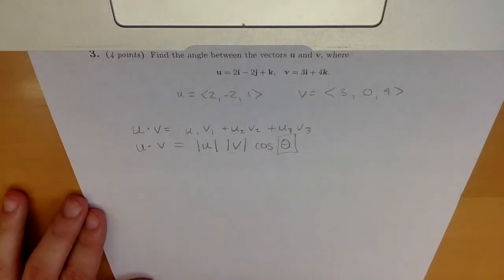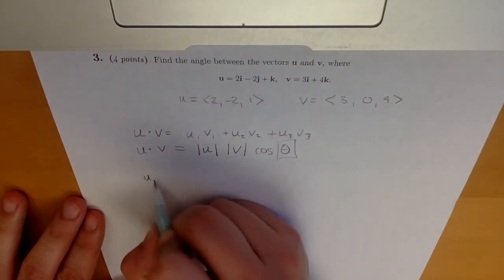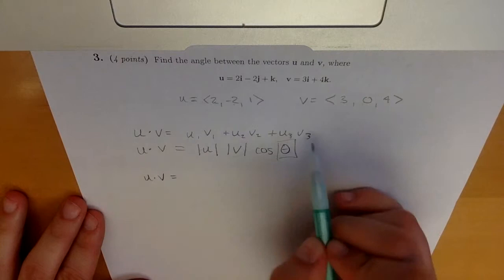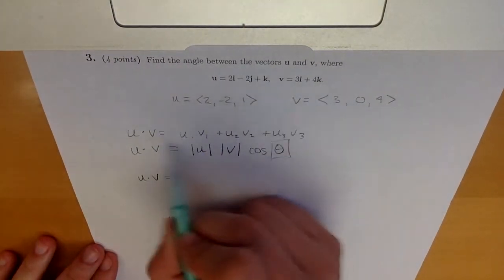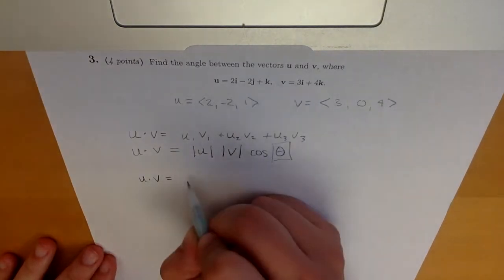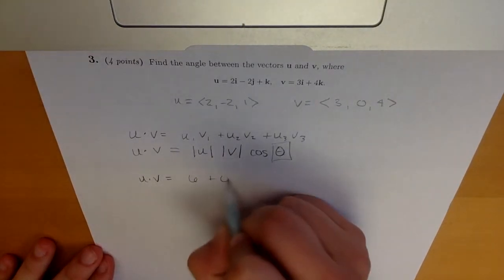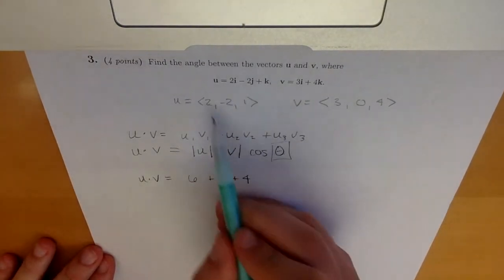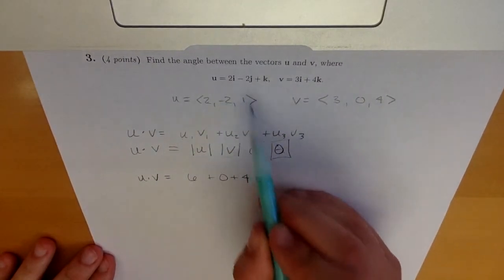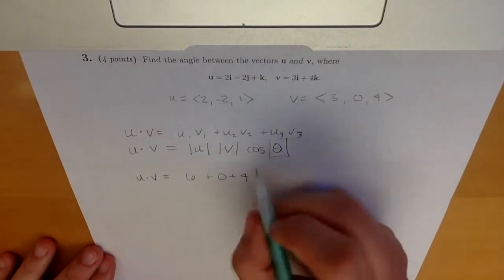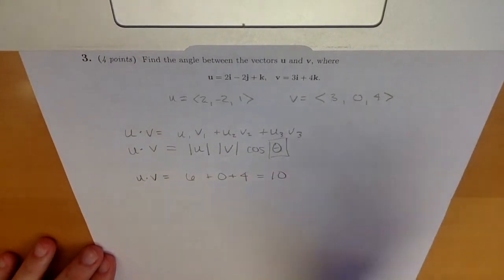This is completely determined. So if we first do u dot v using the formula for the dot product, we get 6 plus 0 plus 4. I multiplied the first components, added the product of the second components, and added the product of the third components. So this is 10.